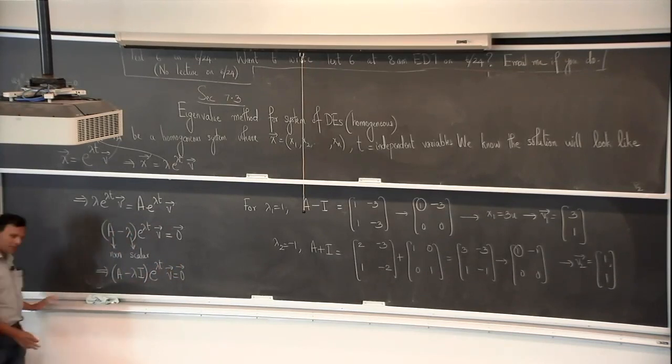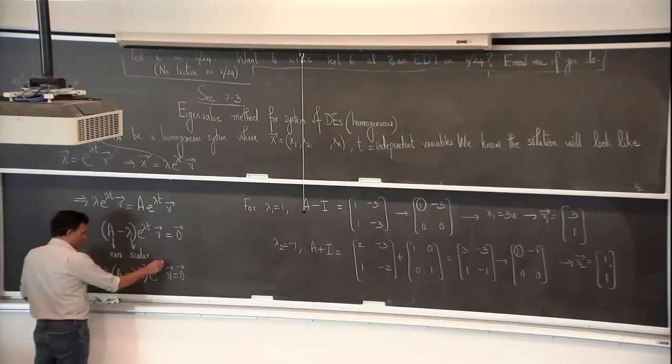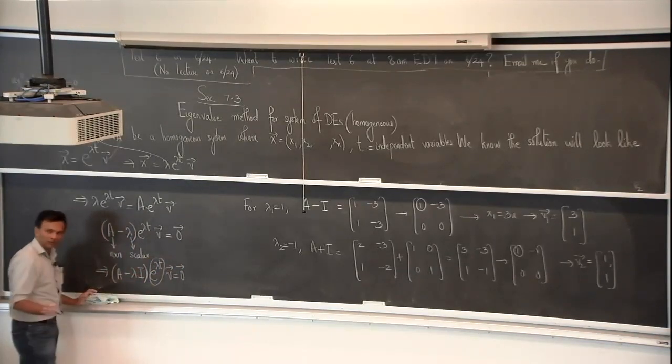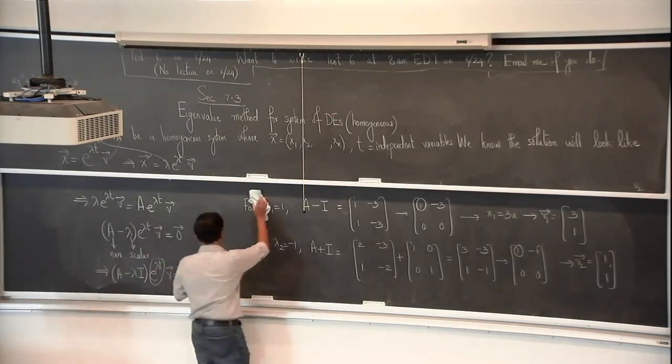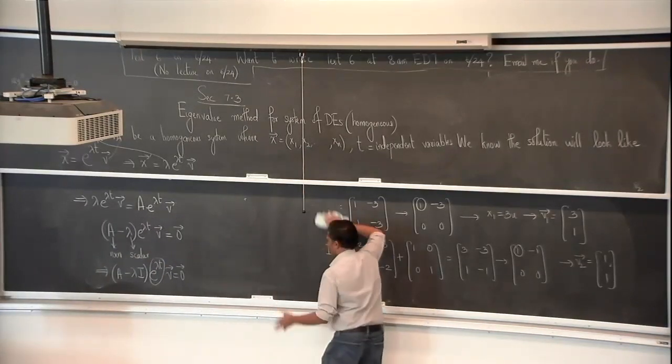And all of us hopefully will agree on one fact, that e to the power of lambda t cannot be equal to 0. That is a universal truth. It's an exponential function. No matter what part of the universe you go to, you cannot get that function equal to 0.